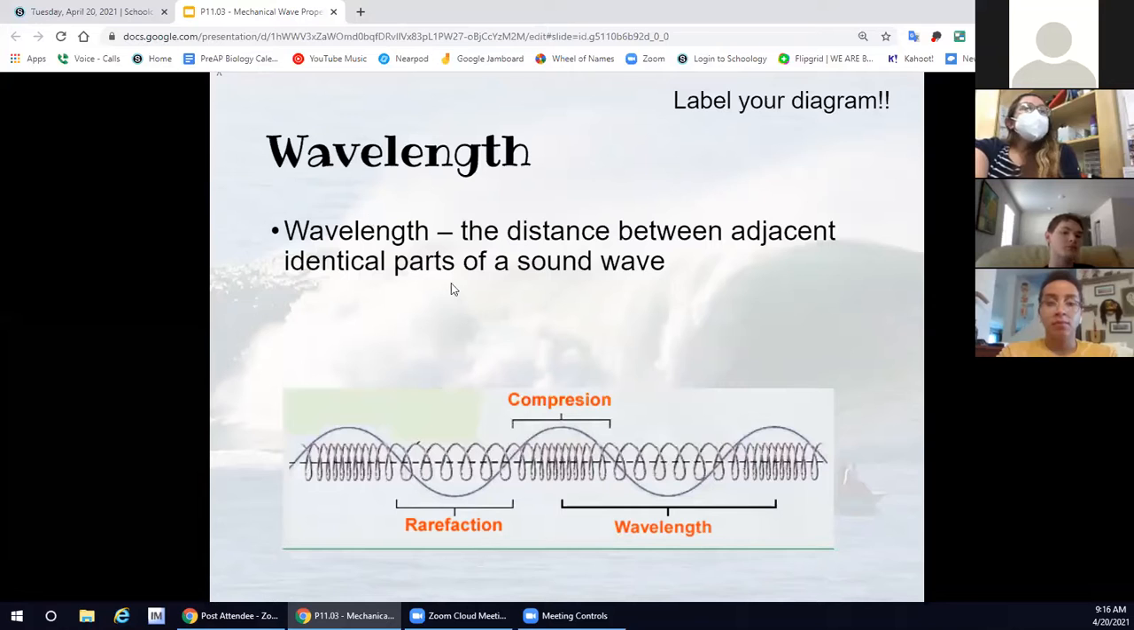Wavelength is also going to be the length of a wave. It's still going to be two identical points. So you can do compression to compression, or you can do from rarefaction to rarefaction, but it has to be identical points. It's still going to have the same symbol, and it's still going to be measured in meters.